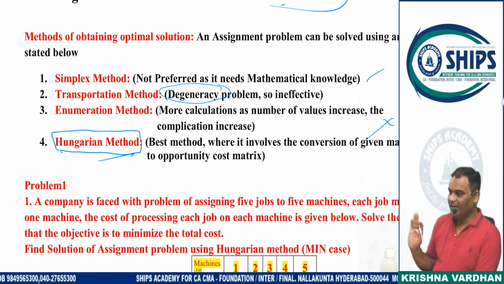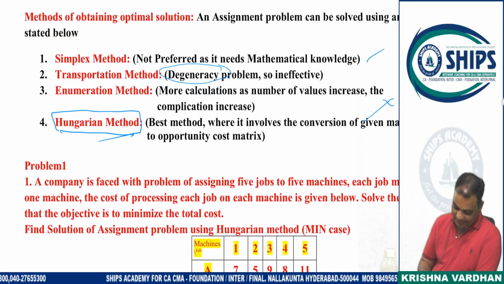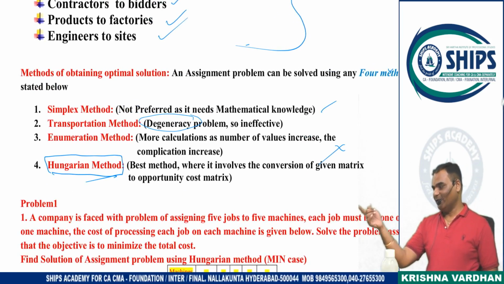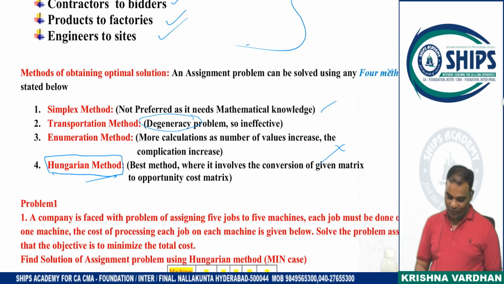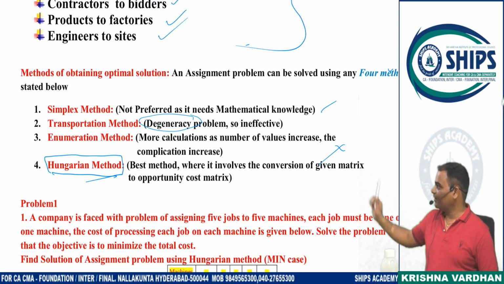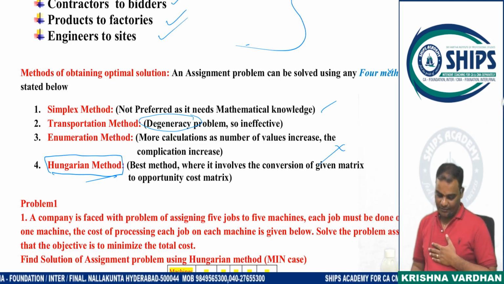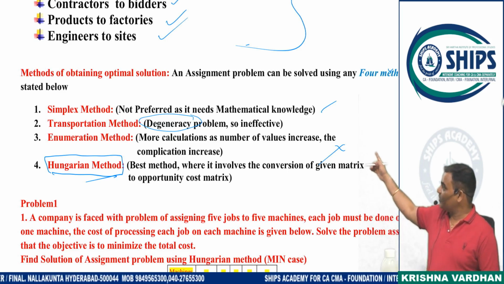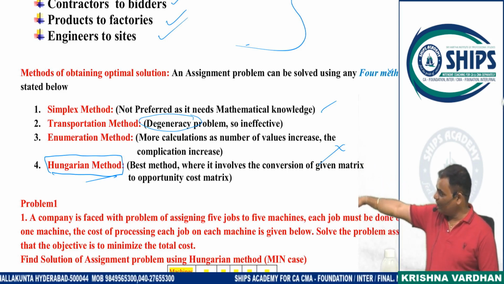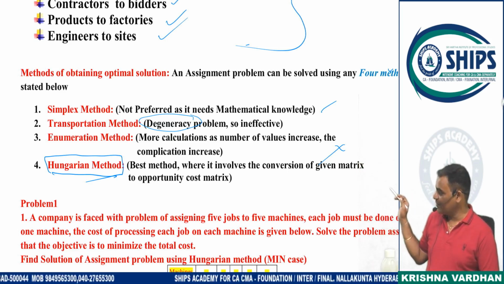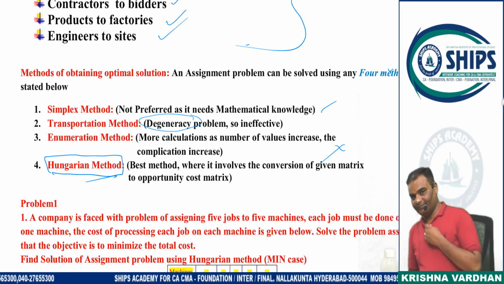Now come back to the normal notes. One more also you write down in the key points only. You write down these 4 methods. There are 4 methods for obtaining an optimal solution, or you can say an assignment problem can be solved by using 4 methods. Just write down the words in a red color: simplex method, transportation model or method, enumeration method, Hungarian method.